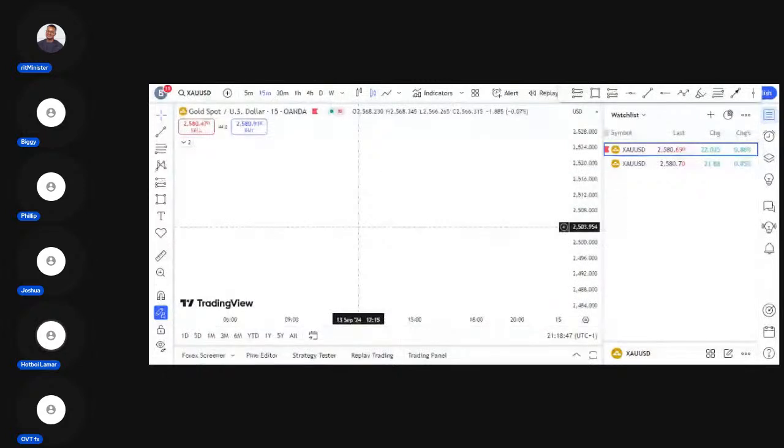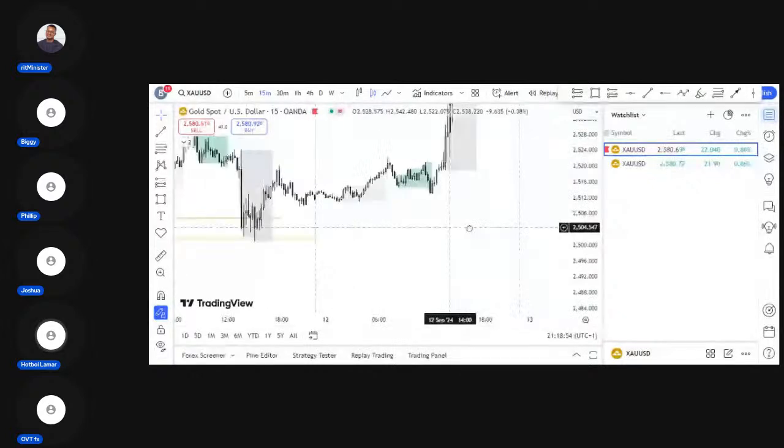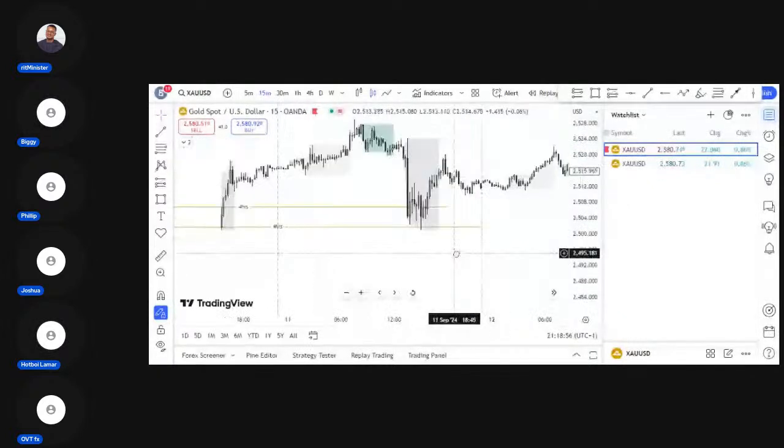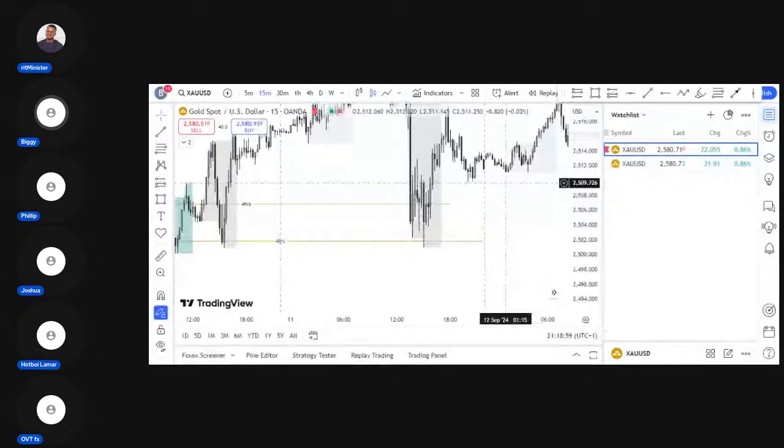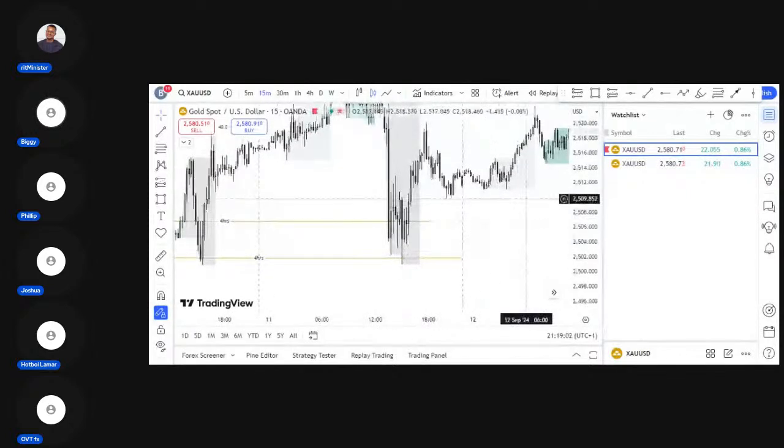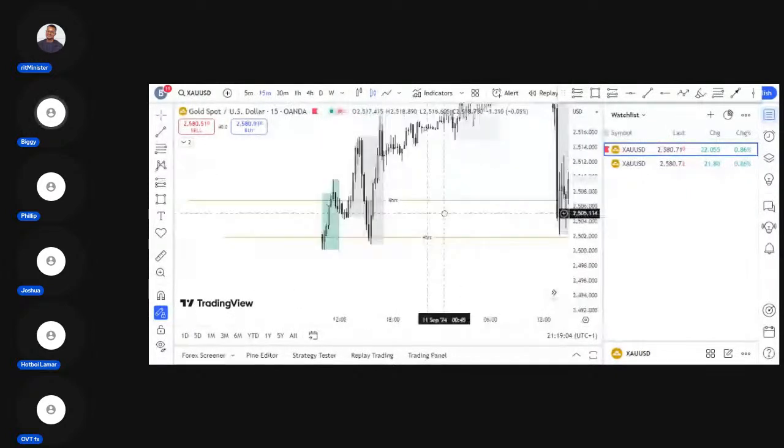What do you use for your confirmation? Do you use the neckline break or just the SCOB? Like when you get to a zone, how do you take your entries? Do you wait for a neckline break? Okay, let me show you an example now. I use both of them. I use both the neckline break, and I use the SCOB.